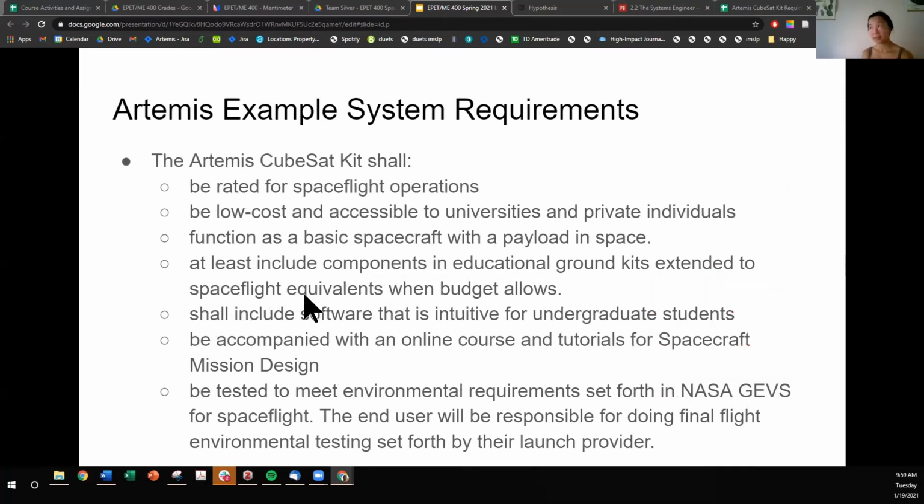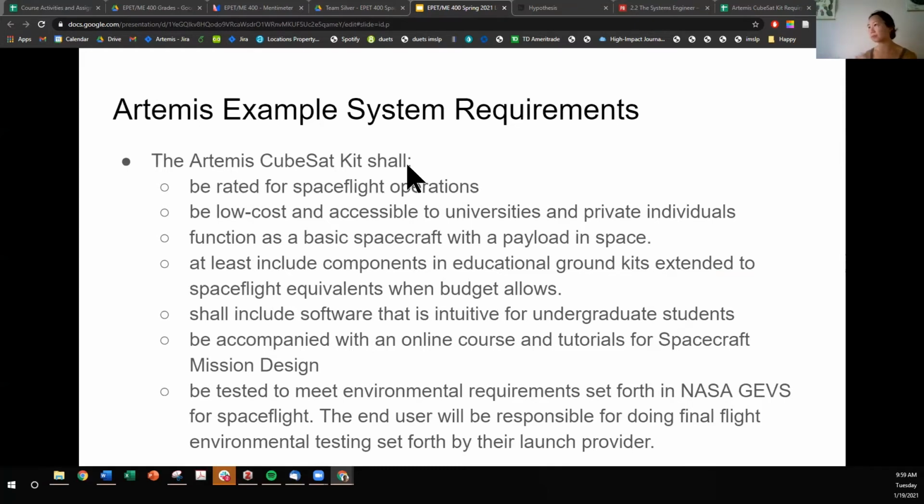The Artemis CubeSat kit, its system requirements were, and you'll note here the use of the word shall. Good requirements, the words really matter when it comes to requirements. Shall is a very strong word. It's firm. It's saying it will happen. There are other words that you can use that are softer. So shall is a very hard word.